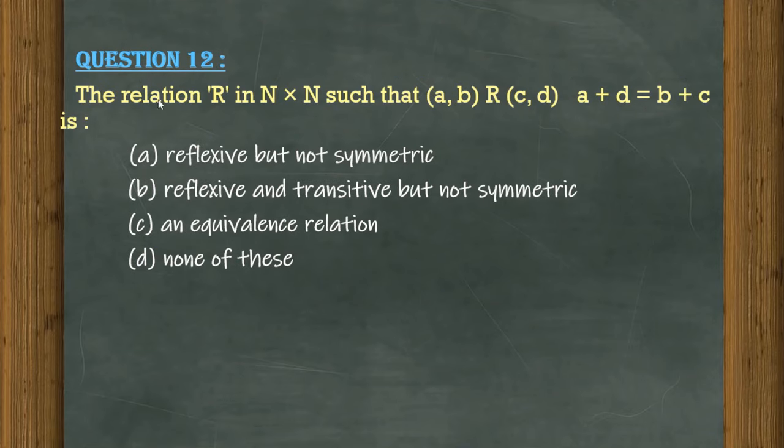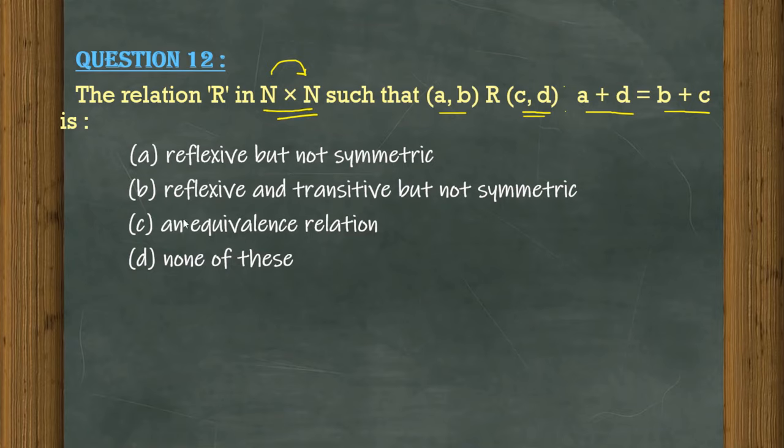Question 12. The relation R in N cross N, that means natural number to natural number, such that (a, b) is an ordered pair in relation with (c, d). What is the relation between them? A plus d must be equal to b plus c. Then which type of relation is this? Reflexive but not symmetric, reflexive and transitive but not symmetric, an equivalence relation, or none of these.